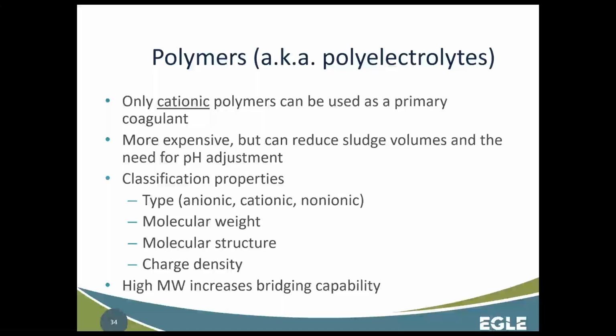These are more expensive, but sometimes some of that cost can be offset because you can have reduced sludge volumes using a polymer, and you might not have to adjust the pH as much as you would if you're trying to use an alum, for instance.